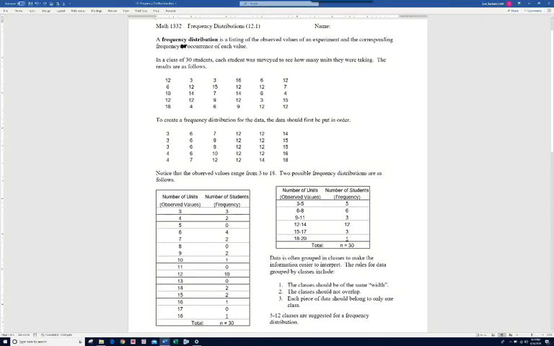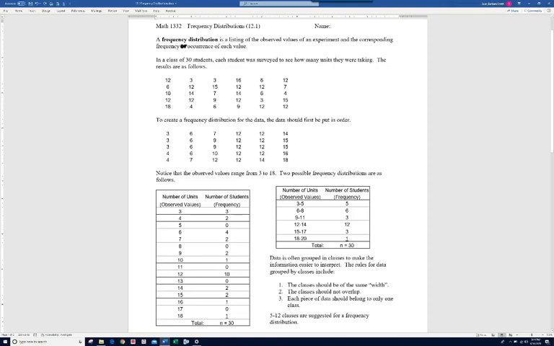Okay, in this video I'll be talking about frequency distributions. It says a frequency distribution is a listing of the observed values of an experiment and the corresponding frequency or occurrence of each value. So basically you're collecting data here, and notice this is in a class of 30 students. Each student was surveyed to see how many units or credit hours they were taking. The results are as follows.